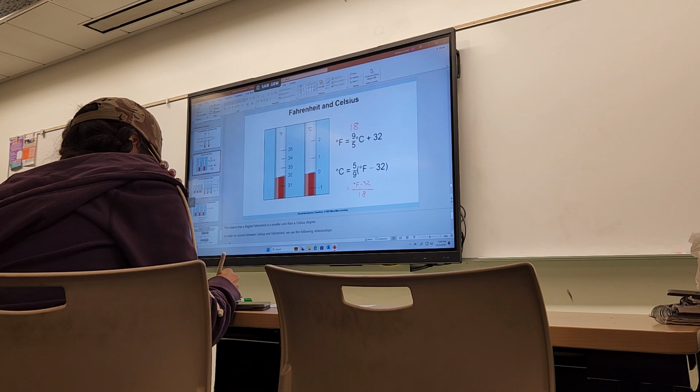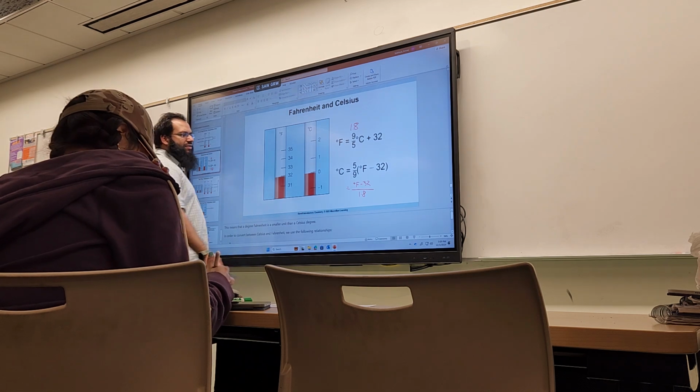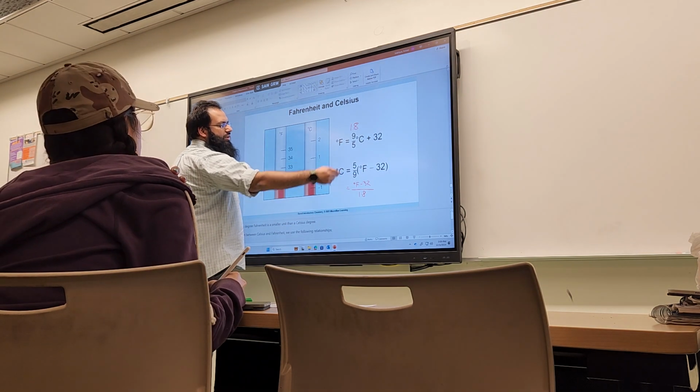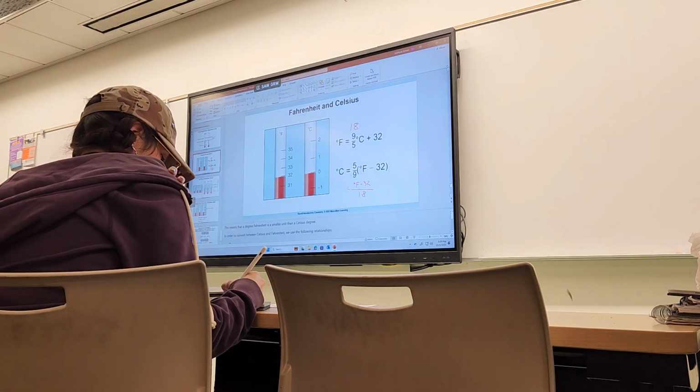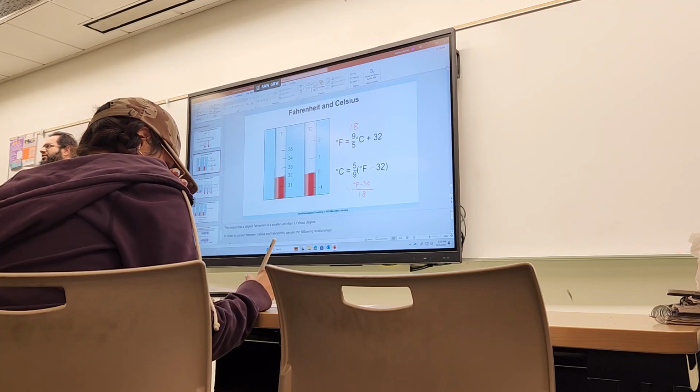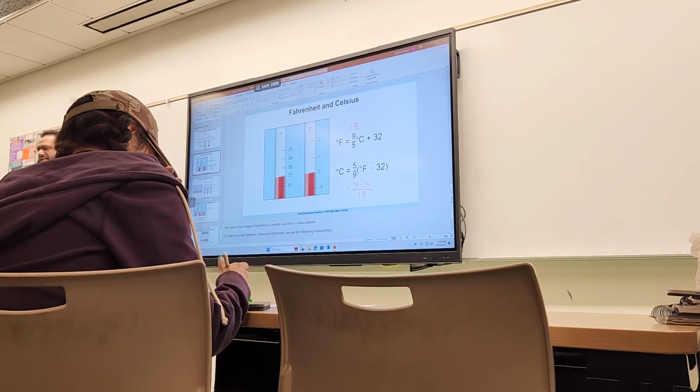That's just what I'm used to. Right, and then if you have the Fahrenheit, you're going to subtract 32 and then multiply by 5/9, or divide it by 1.8. So make sure you have those equations and you can comfortably convert between Fahrenheit and Celsius.